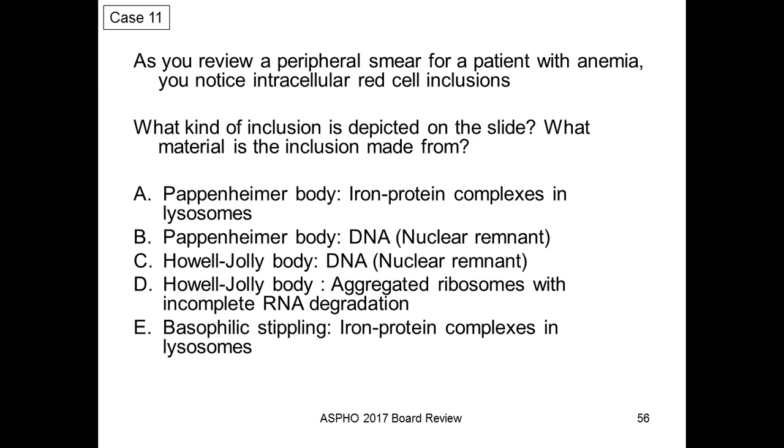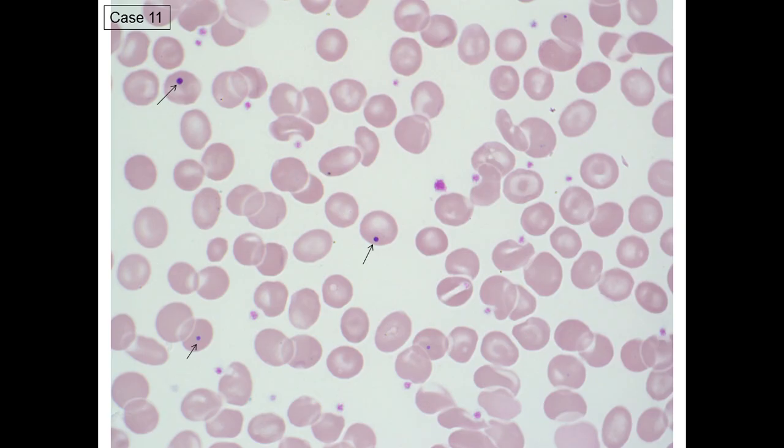Are these Pappenheimer bodies that are made of iron protein complexes in lysosomes? Or are they Pappenheimer bodies that are made of DNA or nuclear remnants? Are they Howell-Jolly bodies, which are nuclear remnants? Are they Howell-Jolly bodies that are aggregated ribosomes with incomplete RNA degradation? Or does this represent an example of basophilic stippling, which consists of iron protein complexes in lysosomes? Okay, here's the peripheral smear again.